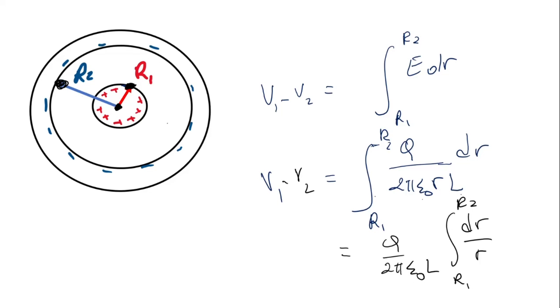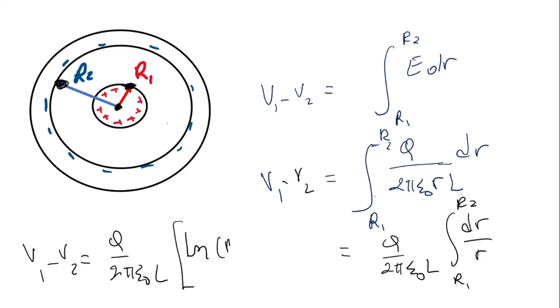So V1 minus V2 is Q over 2 pi epsilon 0 L times the natural logarithm of R2 minus the natural logarithm of R1. We can write this as ln of R2 over R1.